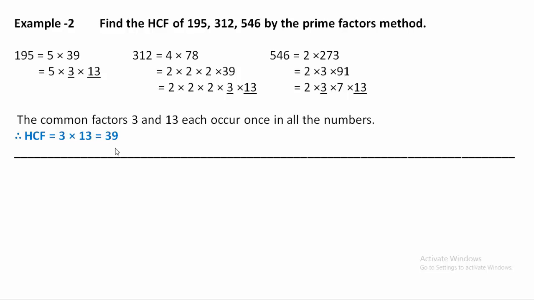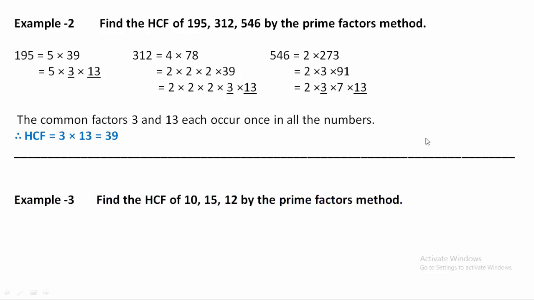Listen students, we have to take the product of the common factors. We are finding it by using the prime factors method, means prime numbers we are finding in factors, and again we have to see which prime numbers are common between the factors of the given numbers. That time we have to take the product of the common prime factors to get the HCF of the given numbers. Now see another example.